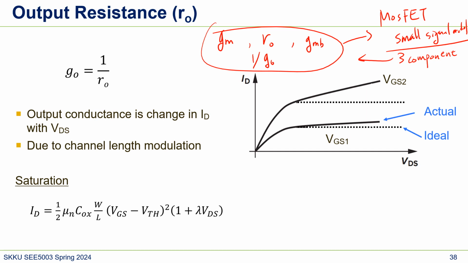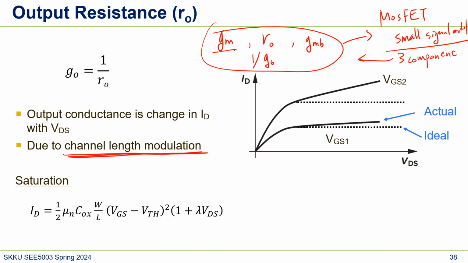So output resistance, this is also a very important thing. Output resistance is from channel length modulation. When we calculated GM in previous slides, did we consider channel length modulation? We didn't. We assumed that there isn't channel length modulation. So those equations may not be 100% correct, but still do a decent job. But anyway, let's come back to output resistance.